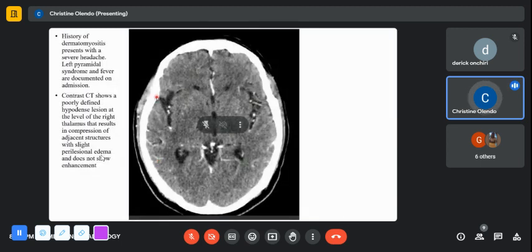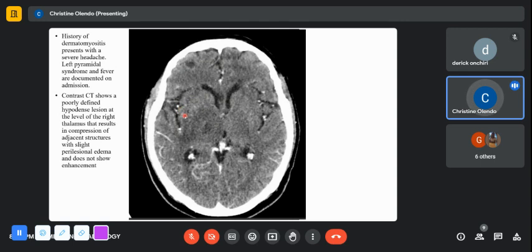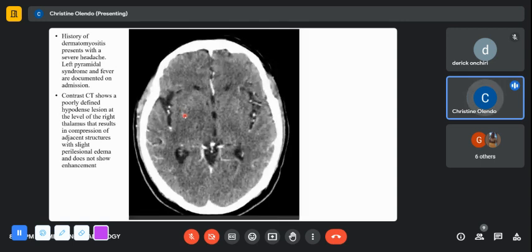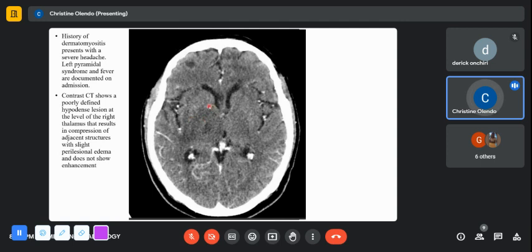So this is the history of this patient: a patient with dermatomyositis who presented with severe headache, left pyramidal syndrome and fever that was documented on admission. So here we have a contrast-enhanced axial CT scan, and what we're seeing is a hypodense lesion in the right thalamus area. That's at that level. So if we continue cranially, going up, we can still see the lesion that is there.